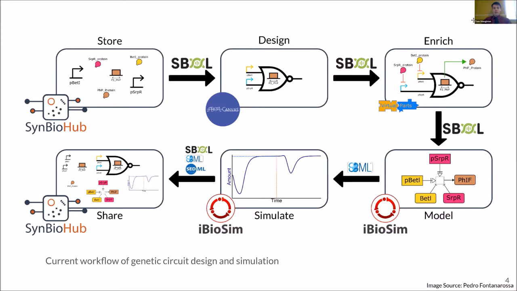Then the user can decide arguments for how to simulate the genetic circuit computational model, such as the number of runs, the simulation algorithm, and other specific arguments. And then iBioSim can simulate the computational model, generating files for each of the individual runs, graphs of the general behavior of the computational model, and finally a SED-ML file to reproduce the simulation. All of these files can then be sent back to SynBioHub, where they can be shared with the community and checked by other researchers.